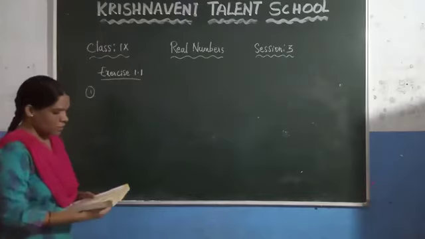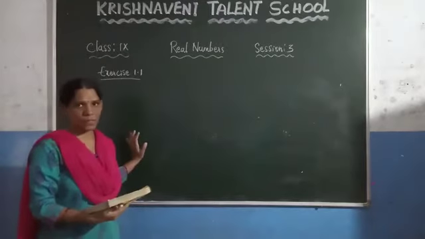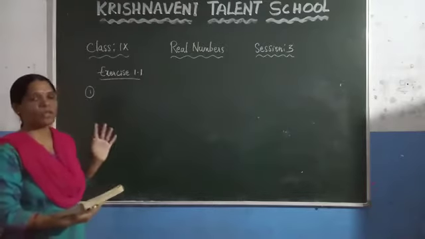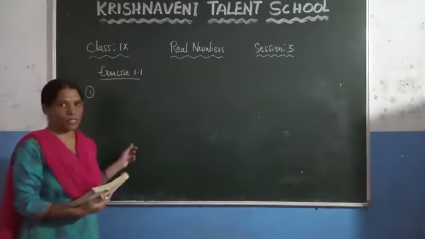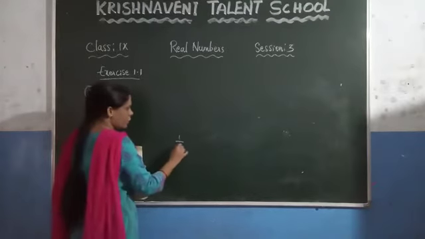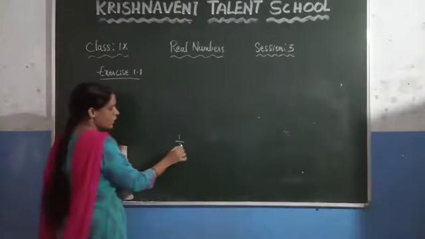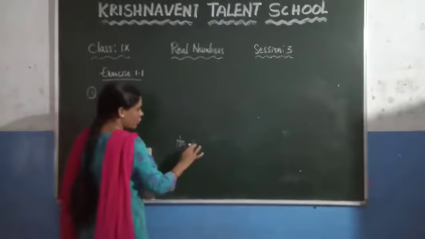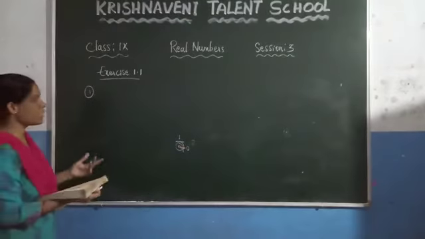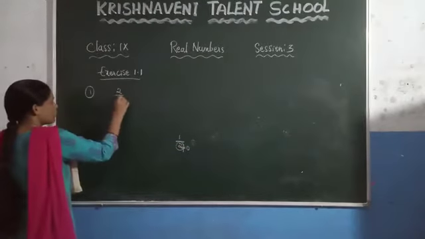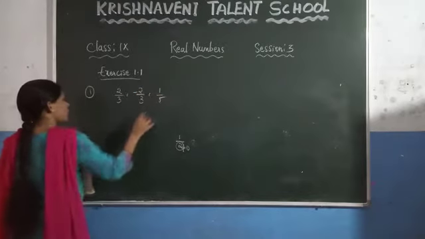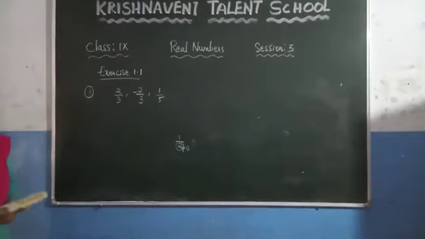First question. Write any three rational numbers. To write rational numbers, you have to know what is meant by a rational number. If you are given any two integers, you can write those integers in the form of a fraction. And what will be the condition? The denominator should not be equal to 0. Based on this condition, you can write any three rational numbers. Write 2 by 3, minus 2 by 3 and 1 by 5. Right? You can write any rational numbers.